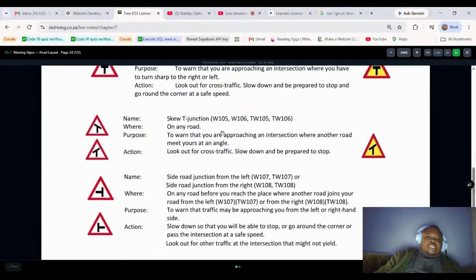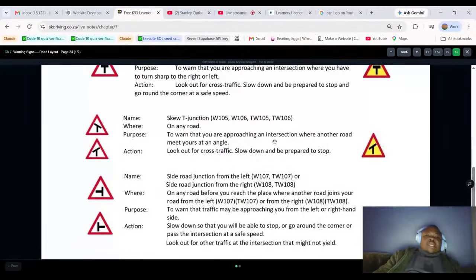And this is a skewed T junction. It is to warn you that you are approaching an intersection where another road meets yours at an angle. This is your road, and another road meets it at an angle. It warns you to look out for cross traffic, slow down and be prepared to stop. That's the action that is expected from you. As you can see, this is a temporary version of it.